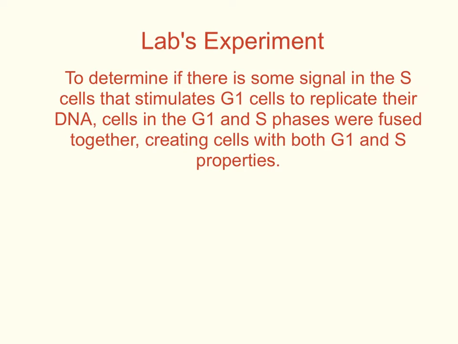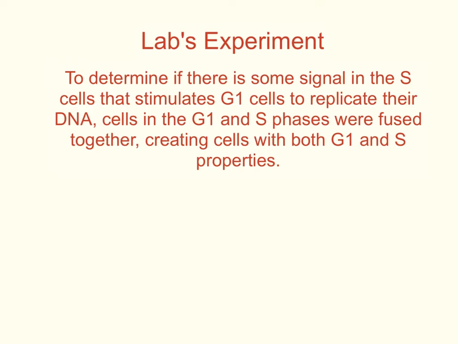There are many possible experiments that you could have come up with, and even if yours is different than this one, it doesn't mean that it's wrong. But this is the experiment that the lab used to determine if there is some signal in the S cells that stimulate G1 cells to replicate their DNA. Cells in the G1 and S phases were fused together, creating cells with both G1 and S properties.